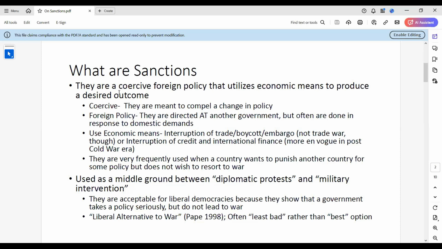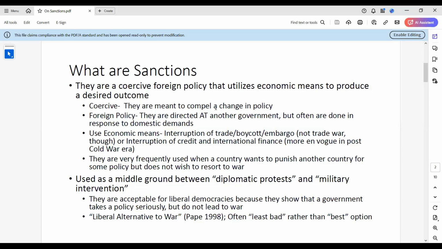So, in this definition, it's a coercive foreign policy that utilizes economic means to produce a desired outcome. Coercive means the sanctions are designed to compel some sort of change in policy. They're always reactive. You don't just wake up one day and decide to put sanctions on people. They're always designed in reaction to some policy that another government, the target of the sanctions, is pursuing that you don't like, and you want them to change that policy.